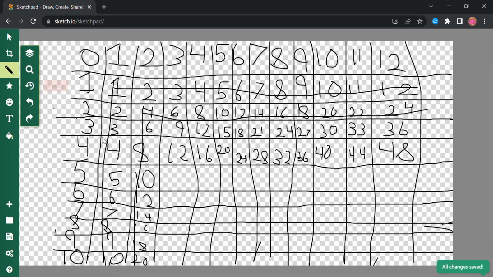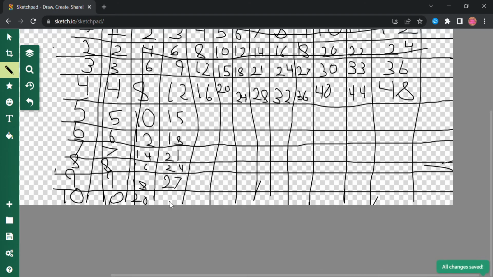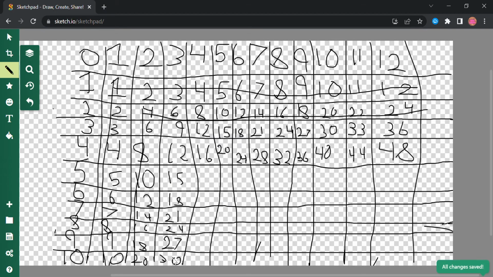Now over here, what are we at? We already did 3s. 15, 18, 21, 24, 27, and 30. So we already have the 3s now. No, wait, this is 3s, yeah. That's what I did wrong. I was going the wrong way. I was wondering why it looked wrong.